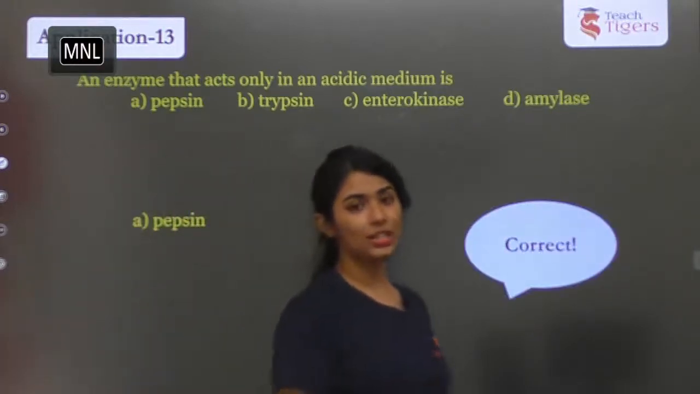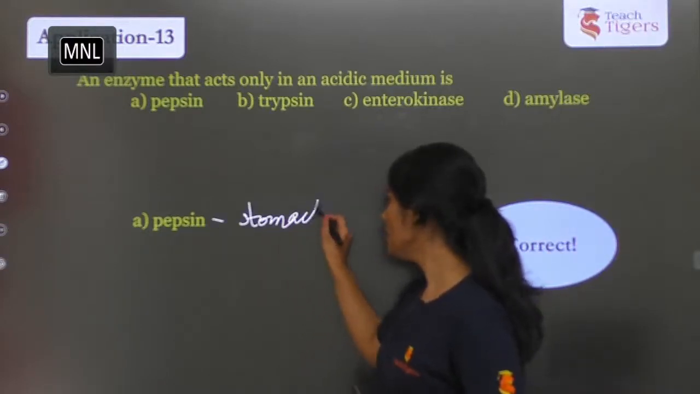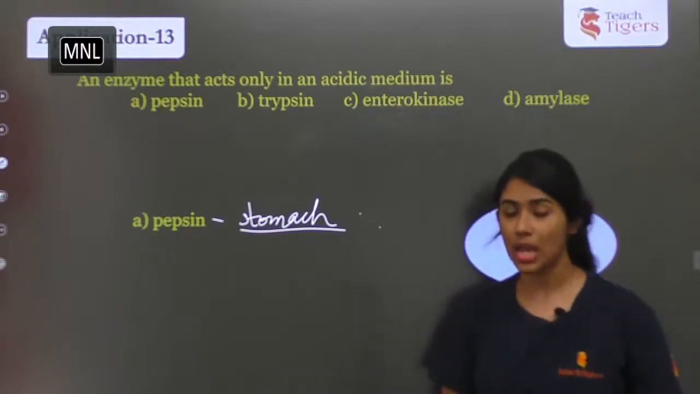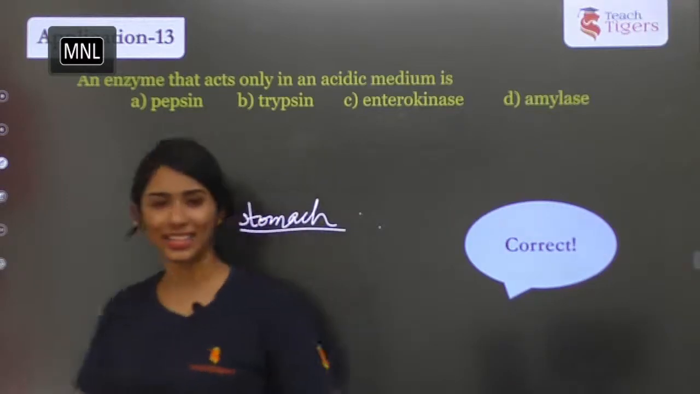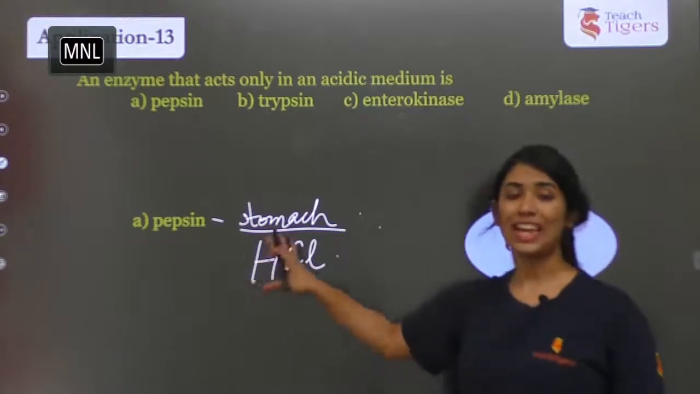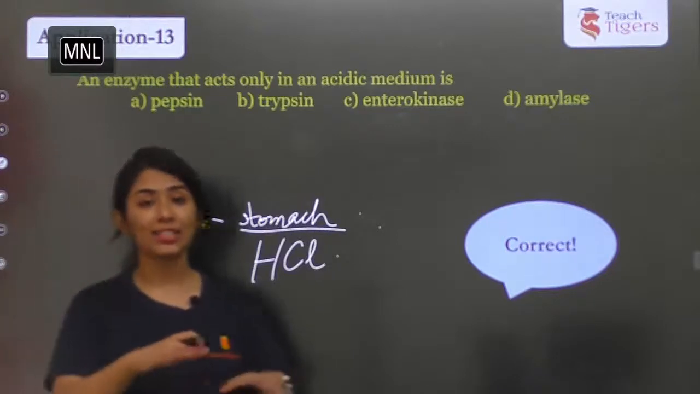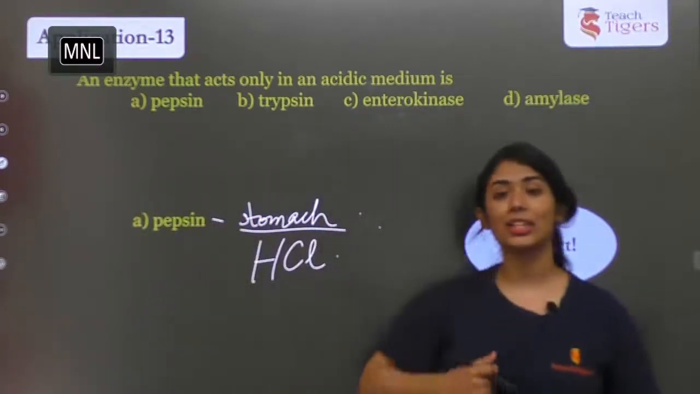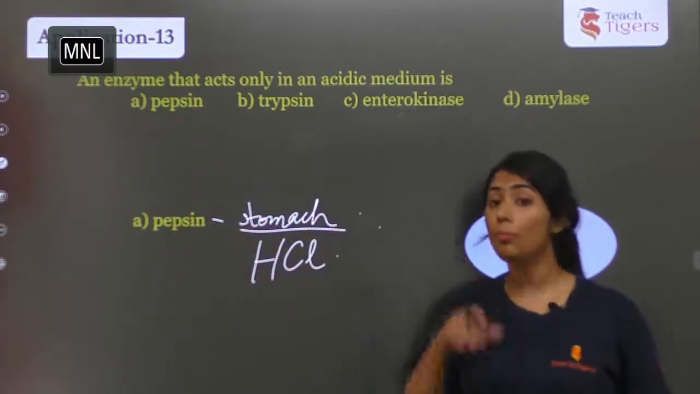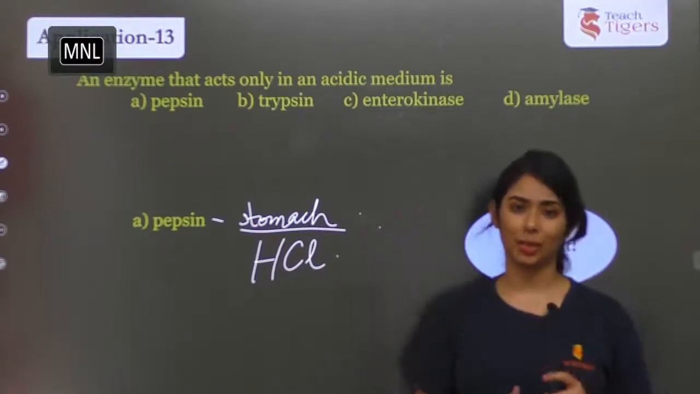Yes, it is the right answer. So pepsin is an enzyme which is secreted inside the stomach of the human body and it will act only if there is an acidic environment present inside the stomach. And what creates the acidic environment inside the stomach? It is the hydrochloric acid, okay, also known as HCl. HCl is responsible for creating the acidic environment in the stomach. This acidic environment will activate the enzyme pepsin and then pepsin will act upon the proteins that are present in the food. They will break the proteins into simpler substances, right?